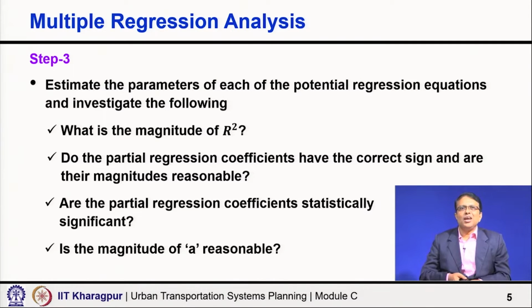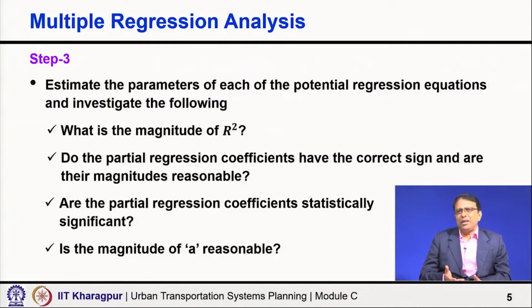And second, are their magnitudes reasonable? Magnitudes sometimes get distorted. If collinear variables are inserted in a model without checking, the coefficients get distorted, because the same effect is getting distributed across 2 variables, since they are collinear. So, it is again important that you check whether you are getting a logical value.